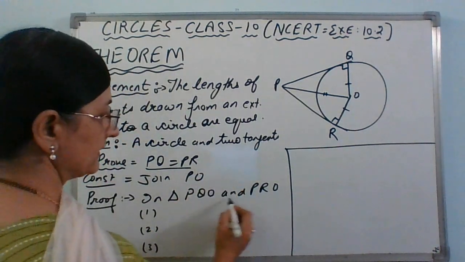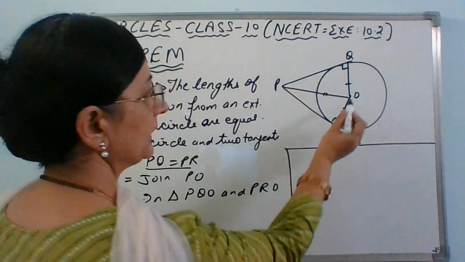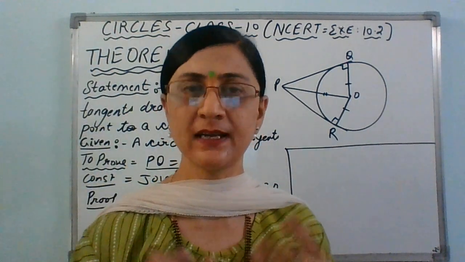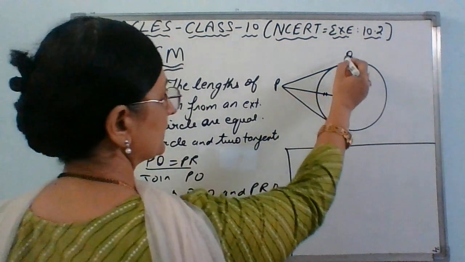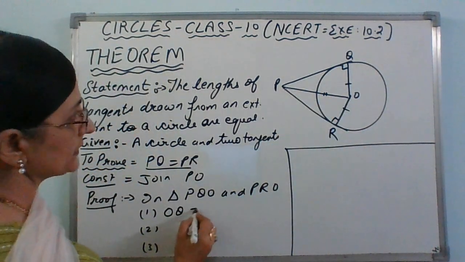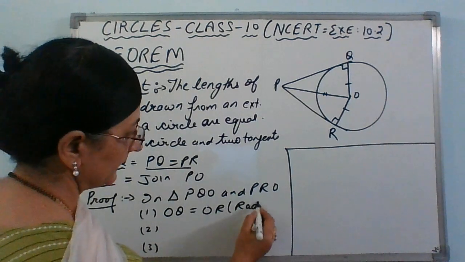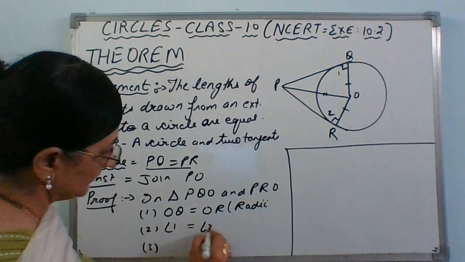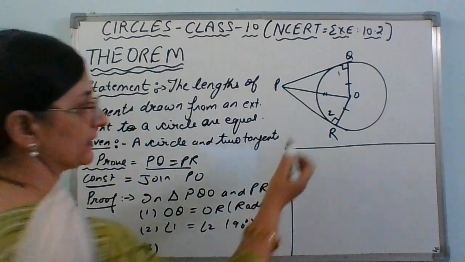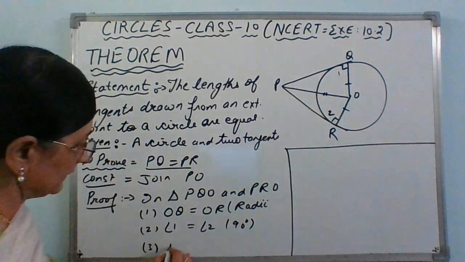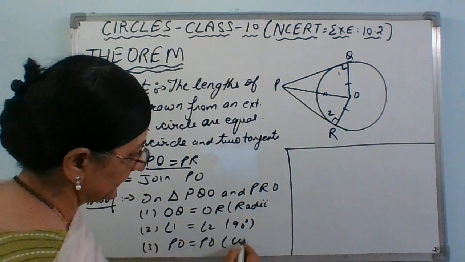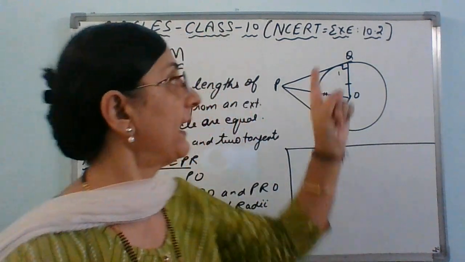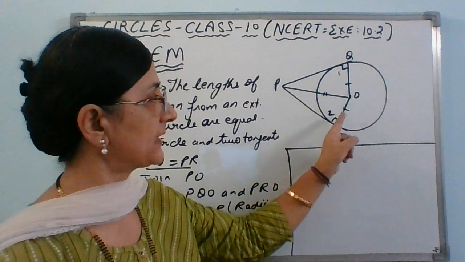In triangle PQO and PRO, you have to prove three things in order to prove that these two triangles are congruent. First, OQ is equal to OR. Reason? They are radii. And here angle 1 is equal to angle 2, it's 90 degrees, already proved. Here PO is equal to PO, that is common. So we have proved three things in these two triangles: this angle is equal, this side is equal to this side because they are radii.